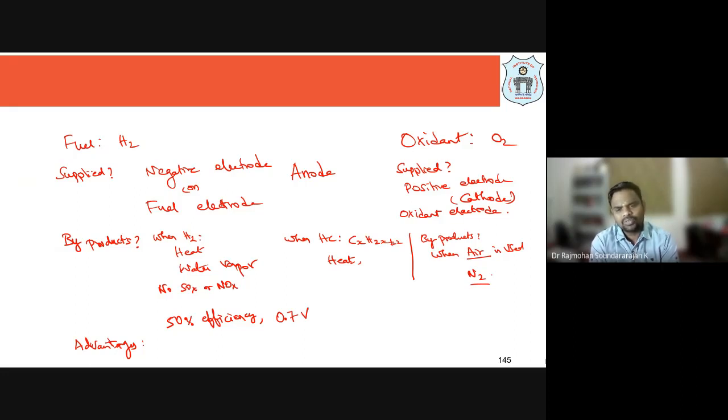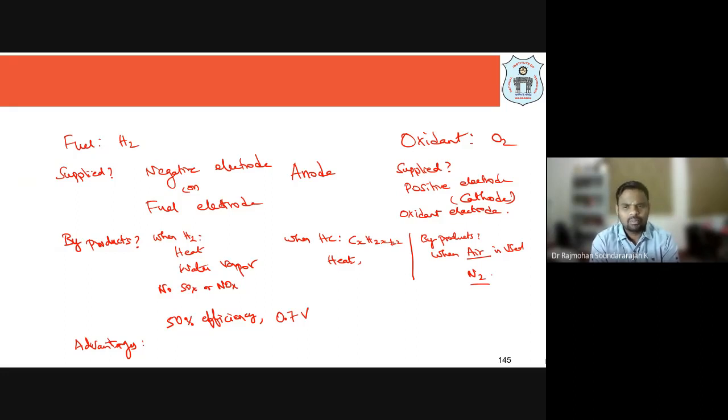What if we are using hydrocarbons like any CxH2x or CxH2x plus 2 or CxH2x minus 2? There, since C is there, C plus O2, CO2 formation is going to be there, right? And along with it, we are going to have heat also, right? So that is the difference when you use different fuels.